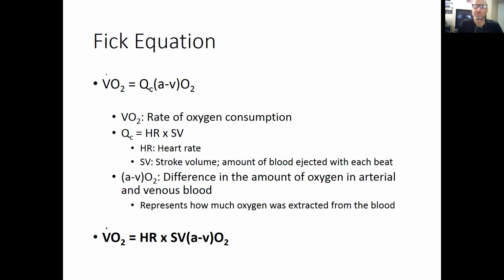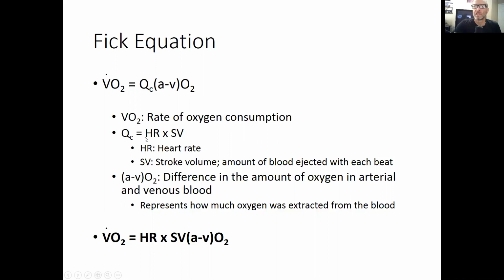VO2 with a dot over it, so that's rate of oxygen consumption, equals QC times AVO2 difference. All right, let's go through each of the parameters here. VO2, I missed my dot there. VO2 is rate of oxygen consumption. So that would be units of mLs per kg per minute, or maybe liters per minute.